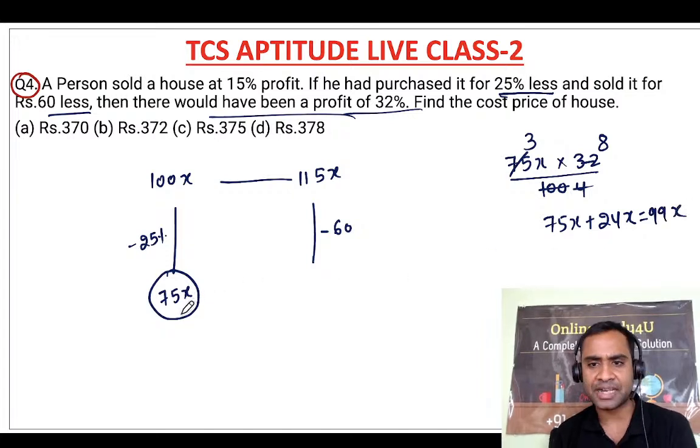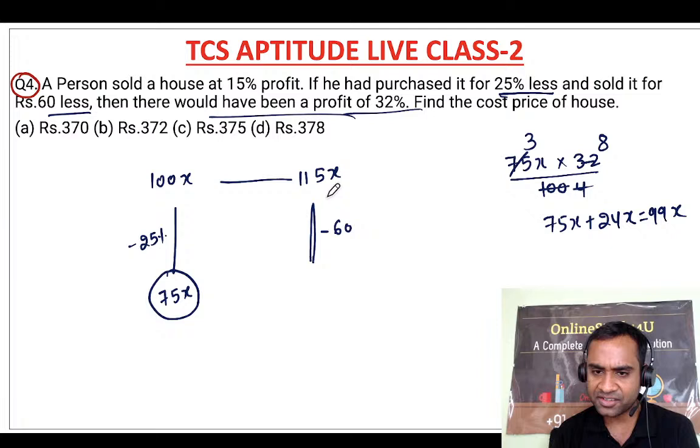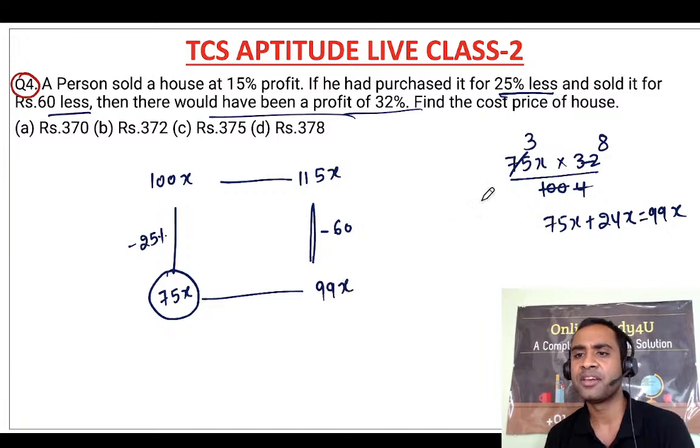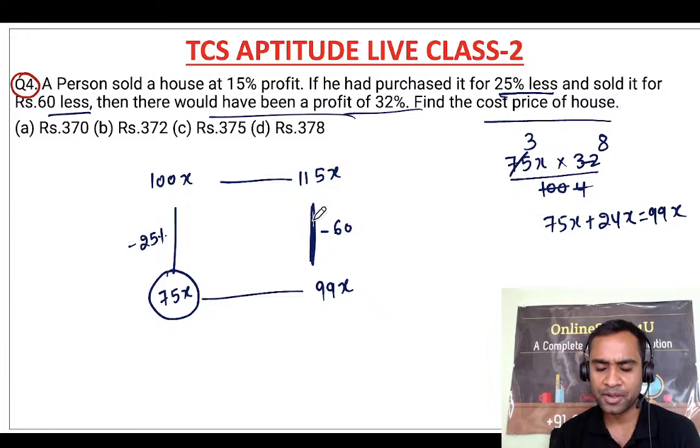Now he bought at 75x, and if he sells at 60 rupees less, he will get a profit of 32%. That means he will sell at 99x. They are asking to find the cost price of the house. Now, if you see the difference of selling price, 115 minus 99 is 16x.